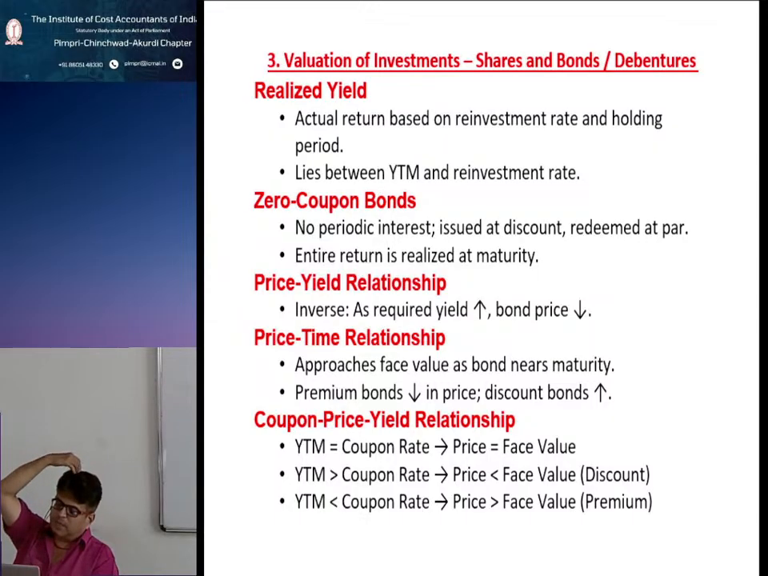Coupon, price and yield relationship. If YTM is equal to the coupon rate, then price is equal to face value. If YTM is greater than the coupon rate, then the price is at a discount to face value. If YTM is less than the coupon rate, then price is greater than face value, which means it is issued at a premium.